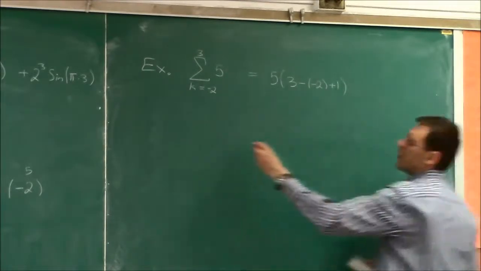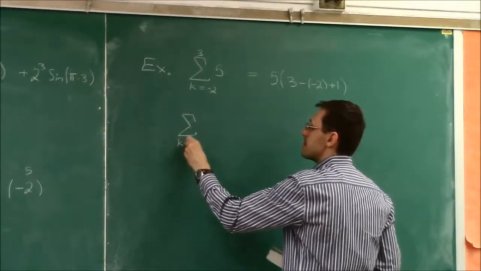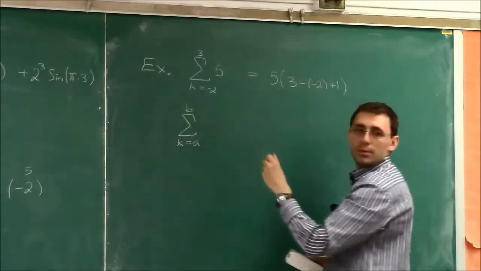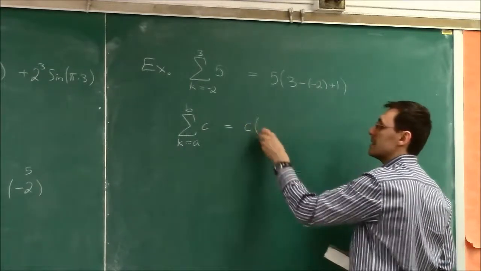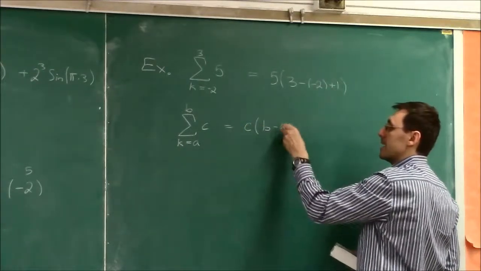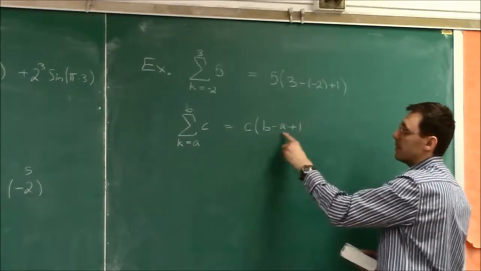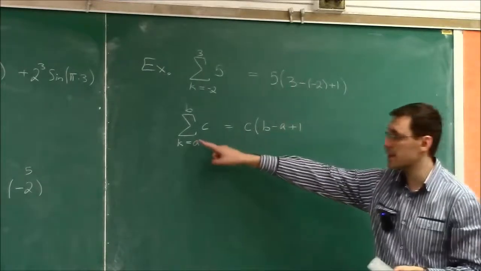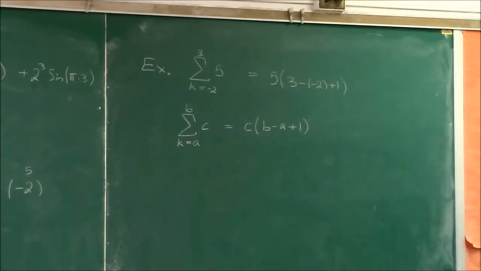So in general, if you have k equal to a, and you run it all the way to b of some number c, that's just c times (b minus a plus 1), because b minus a does not count the number a. It counts a plus 1 and onwards, right? So it's going to be like this. Make sense? That's the formula.